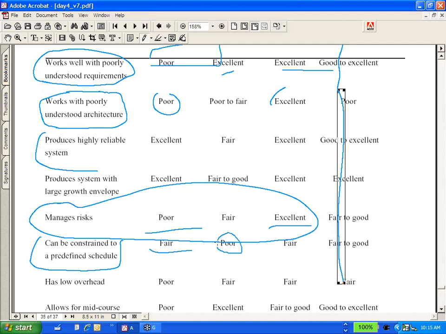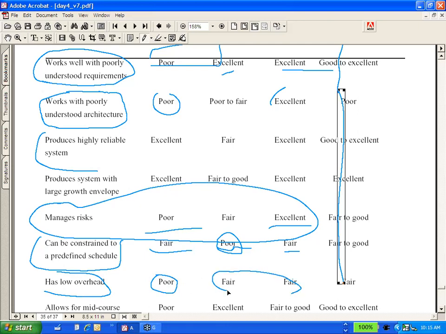Prototyping is poor because, as I said yesterday, a client can just go on and on and on and never be happy with what he's seeing, right? Has low overhead, which means is expensive. Yeah, waterfall is pretty expensive.